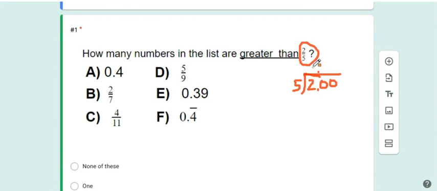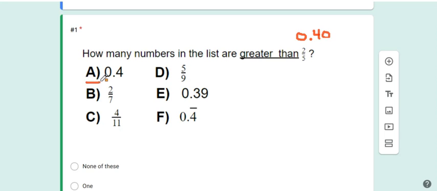We know that 5 cannot go into 2, right? It's too big, goes in 0 times. But 5 goes into 20 exactly 4 times. And so 4 times 5 is 20. We subtract and get 0. So in fact, 2/5 is the same thing as 0.4. Okay, or we could say 0.40. So let's keep that in mind.